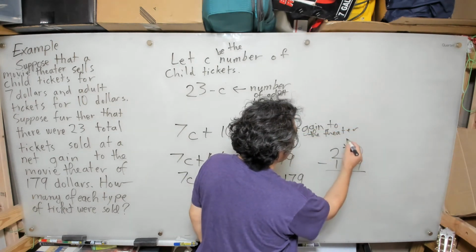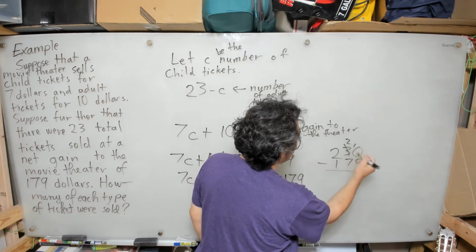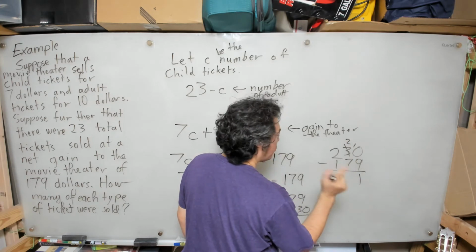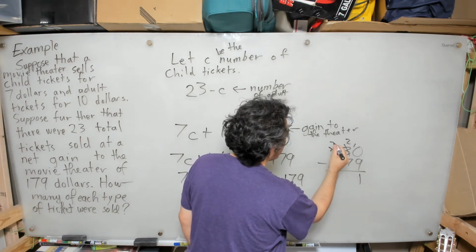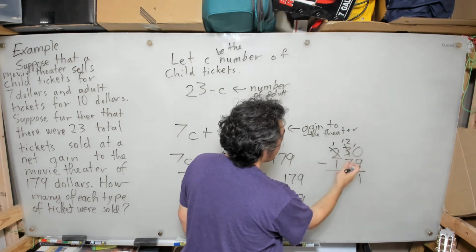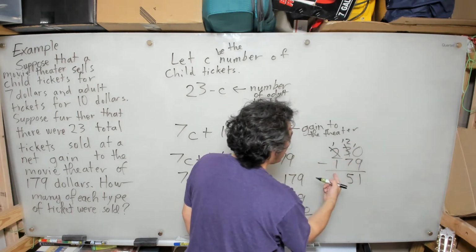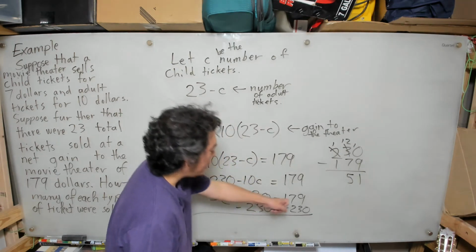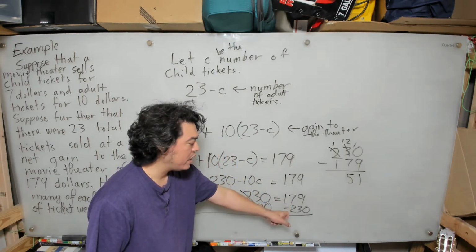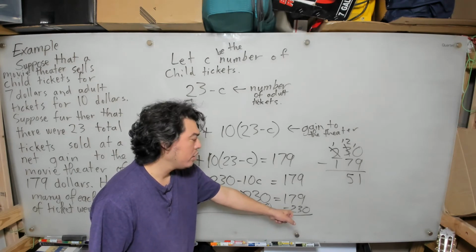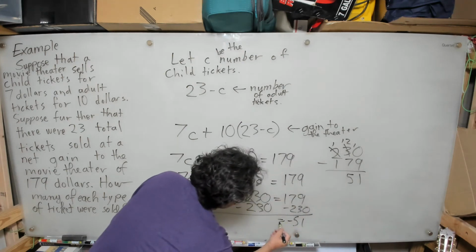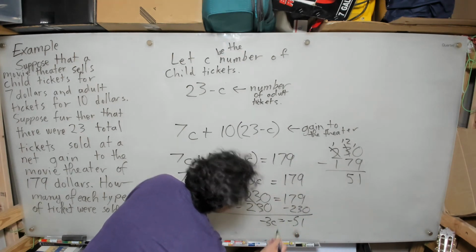So 0 minus 9, I can't do that. So I borrow from the 3, this becomes a 2, and this becomes a 10. 10 minus 9 is 1. 2 minus 7, I can't do that, so I borrow from this 2, that becomes a 1, and this becomes a 12. 12 minus 7 is 5. 1 minus 1 is 0. Since the negative 230 is the one with the bigger absolute value, the result is negative. So it's negative 51 equals negative 3C.